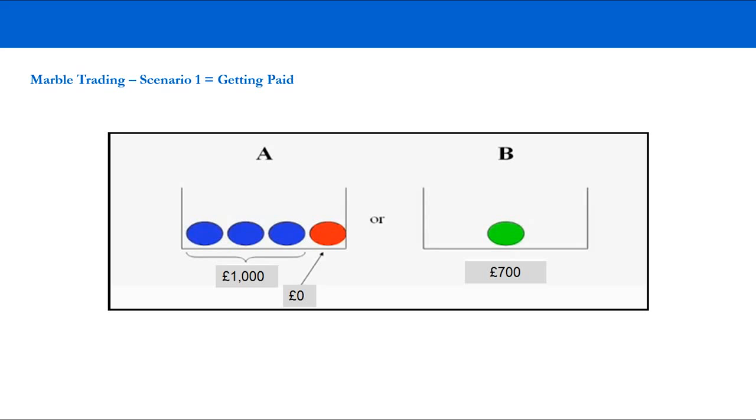So think about this for a moment. You only get 1 shot. Which box do you put your hand in? Box A or box B? I'll give you a minute to think about it.